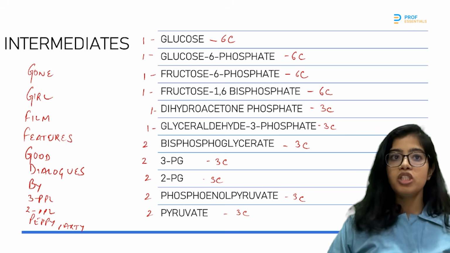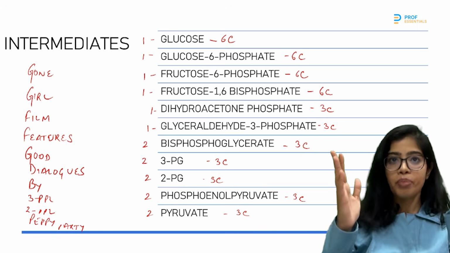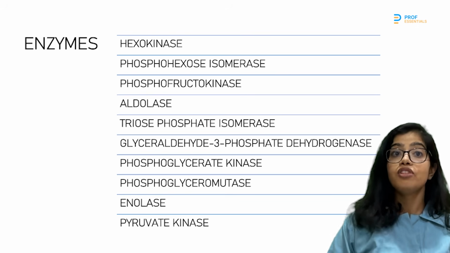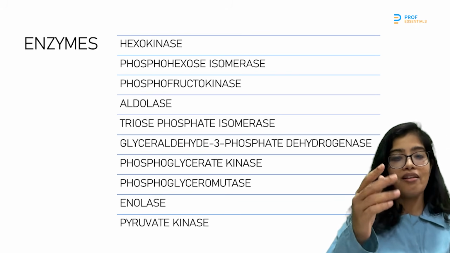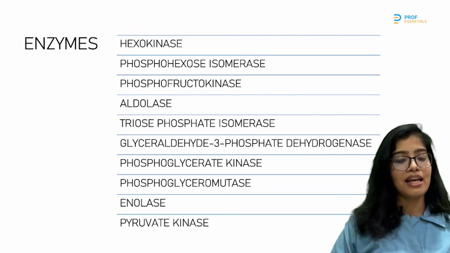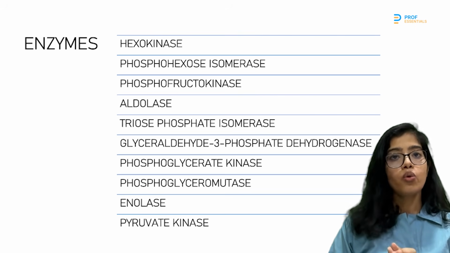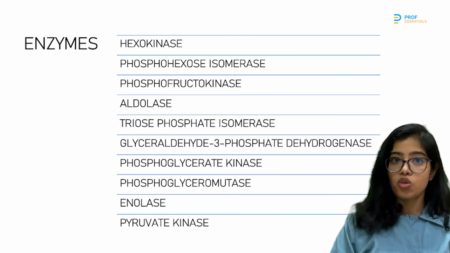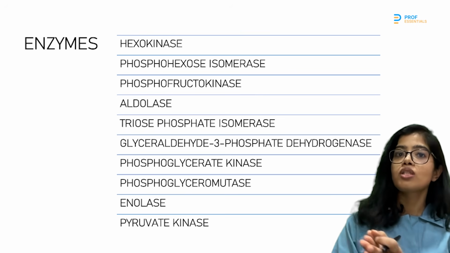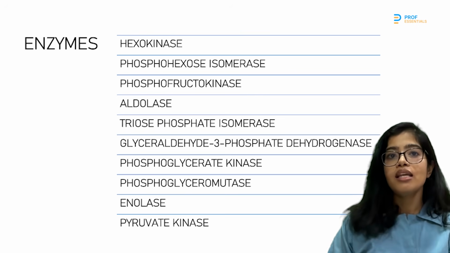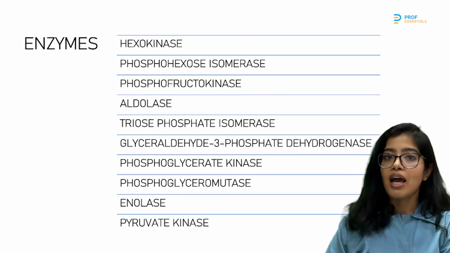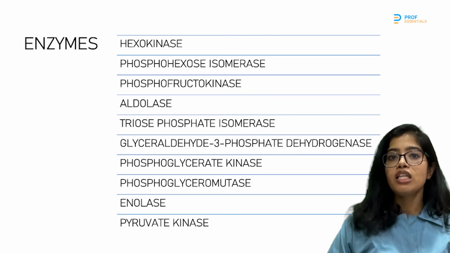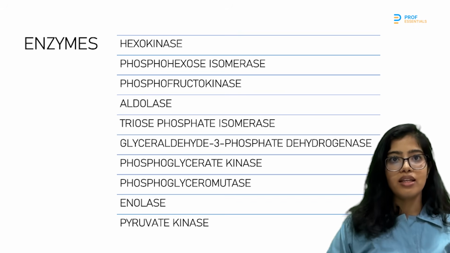So we are through with the intermediates, and through this mnemonic, we can remember them sequentially in the correct sequence. That is very important. Next are the enzymes, which are very important. These enzymes I have written down sequentially as they catalyze each and every reaction. So there are a total of 9 reactions in glycolysis. The first one is catalyzed by hexokinase, the second by phosphohexose isomerase, then phosphofructokinase, aldolase, triose phosphate isomerase, glyceraldehyde 3-phosphate dehydrogenase, phosphoglycerate kinase, phosphoglyceromutase, enolase, pyruvate kinase.